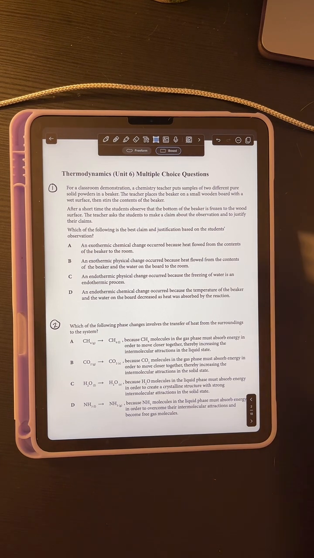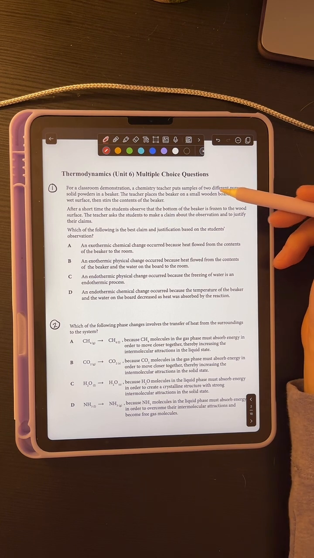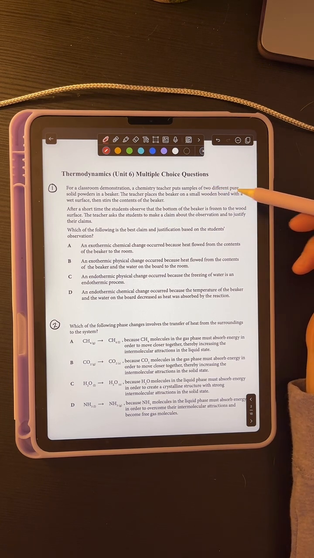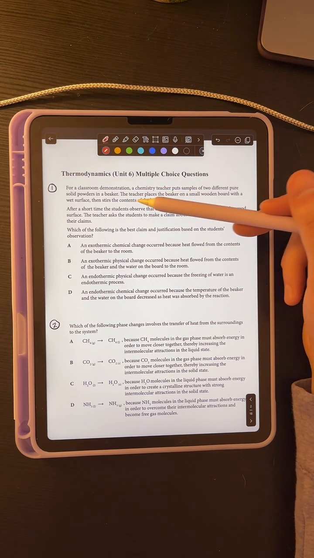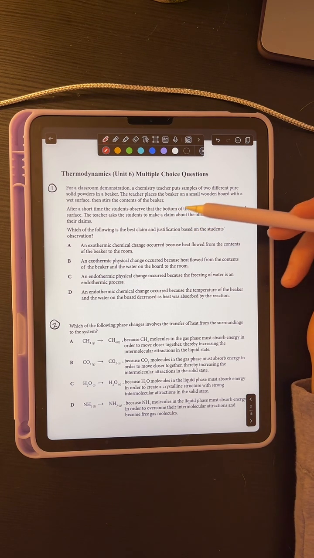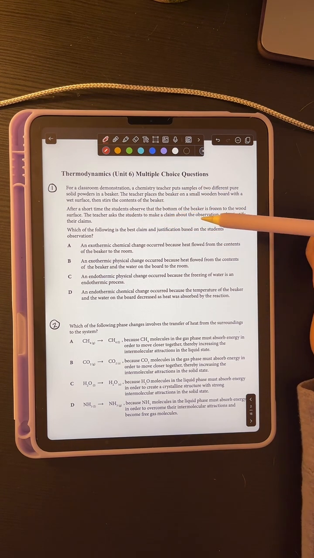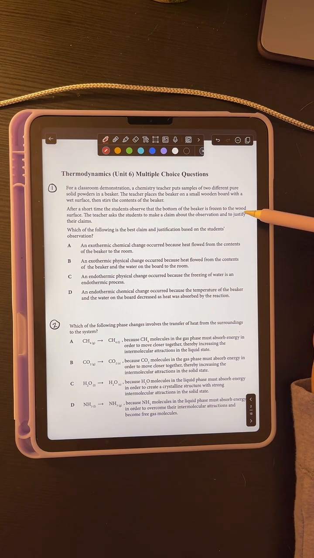So for the first one, for a classroom demonstration, a chemistry teacher puts samples of 2 different pure solid powders in a beaker. The teacher places the beaker on a small wooden board with a wet surface, then stirs the contents in the beaker. After a short time, the students observe that the bottom of the beaker is frozen to the wood surface.